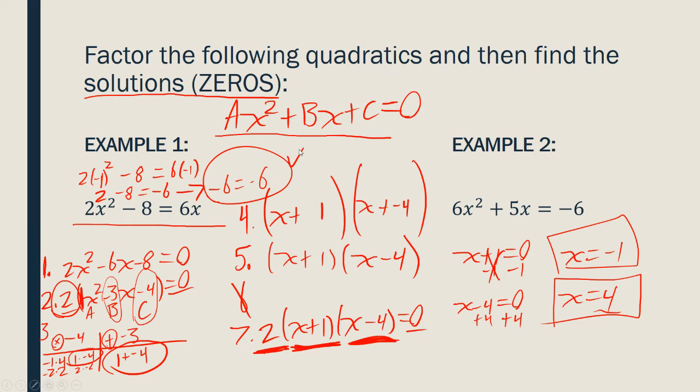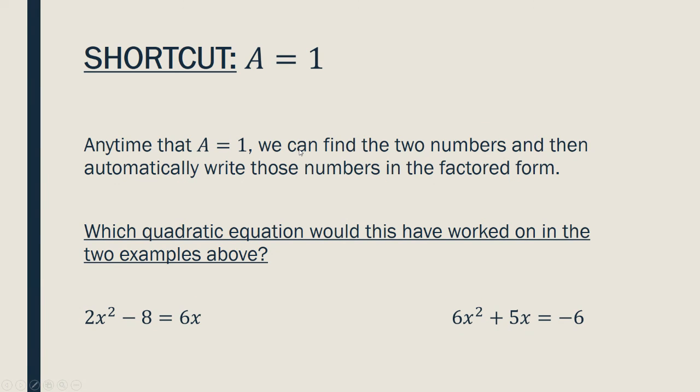So now that we've talked about all the factoring stuff, this is where it starts to come into play. This is where it's important. This is where it matters in solving these quadratic equations, finding these solutions. Okay, so now that we've talked about all the factoring, I'm going to express kind of a little shortcut. Anytime that a is equal to 1, we can find the two golden numbers here, and then automatically write those numbers in the factored form. So I'll show you what that looks like.